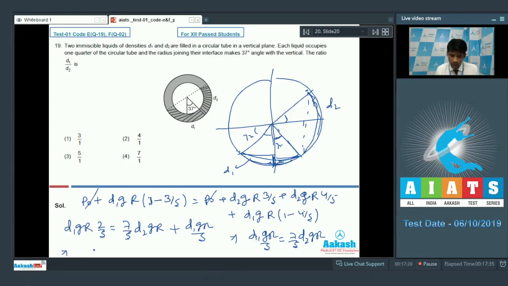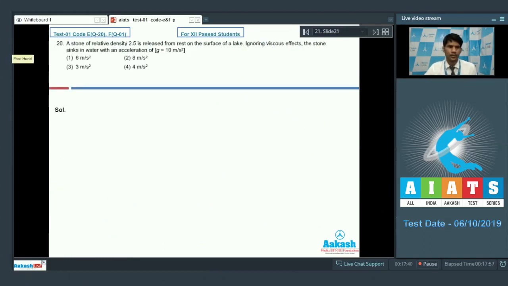So finally D1 by D2 will be 7 by 1. Well, for question number 19, option 4, the ratio is 7:1 is the correct answer. Now let's take on to question number 20.